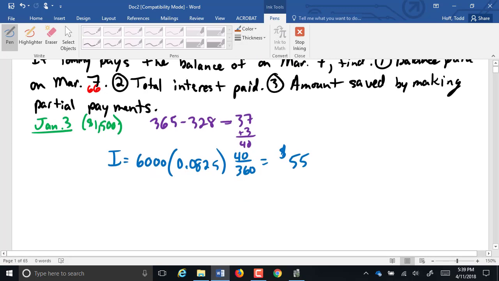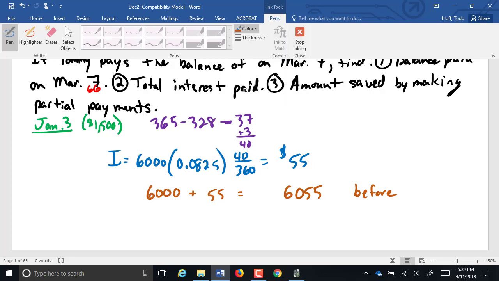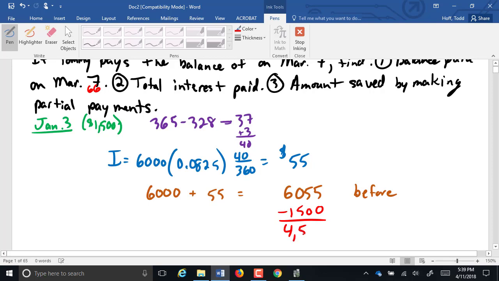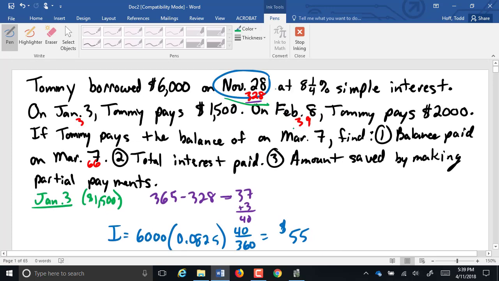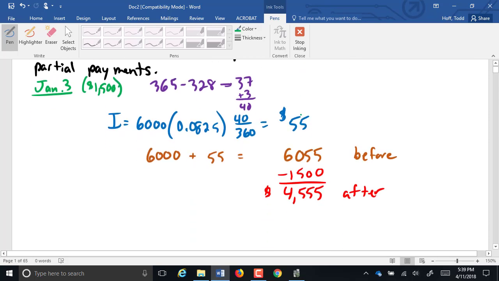So what that means is it was 6,000 plus $55 equals $6,055 before the payment. We subtract, that was a $1,500 payment. You get $4,555 is our balance after the payment. When is the next action on this loan? Oh, that would be February 8th.